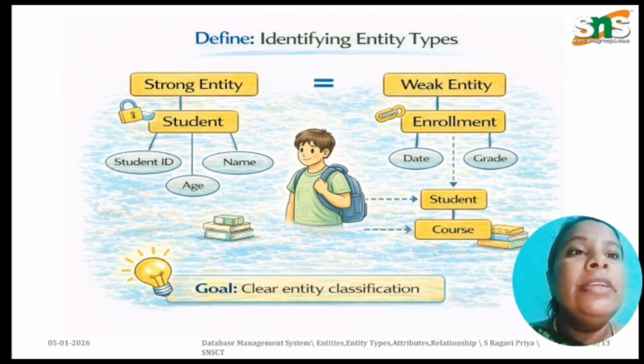So define, identifying entity types. The entity types are divided into strong entity and weak entity. A strong entity is the main entity. The weak entity depends on another entity. So the goal is clear entity classification.